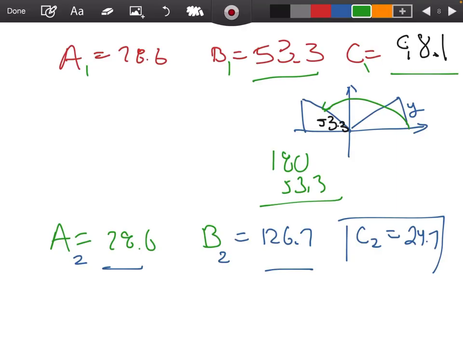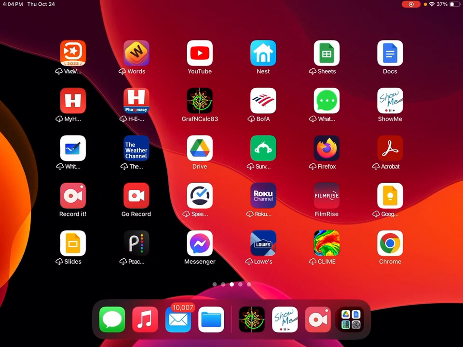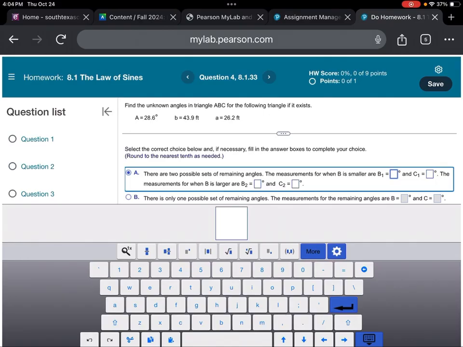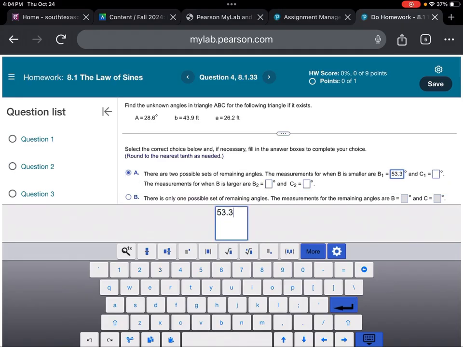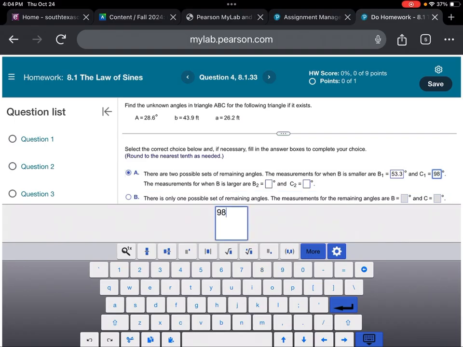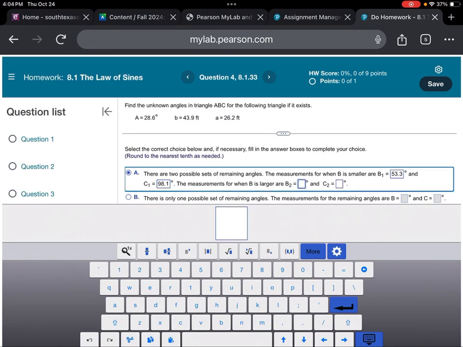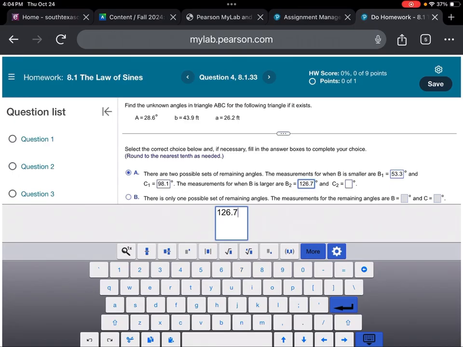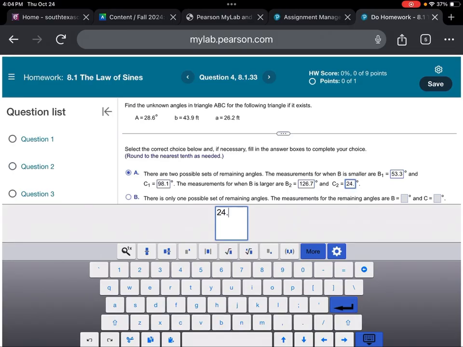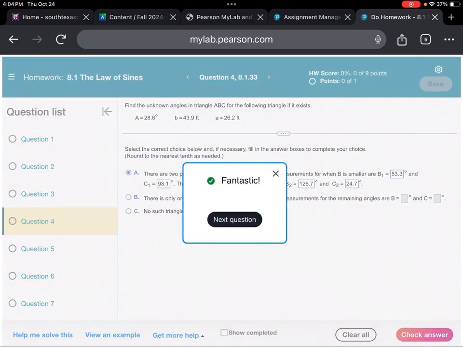All right, y'all, so let me come back here and let me enter in my values. So let's see, y'all, for B1, I came up with 53.3, okay. For C1, y'all, we came up with 98.1, okay. For B2, I came up with 126.7, and for C2, y'all, I came up with 24.7, and we're going to check our answers, and we got them, okay? If y'all have any questions, let me know. I'm happy to help.